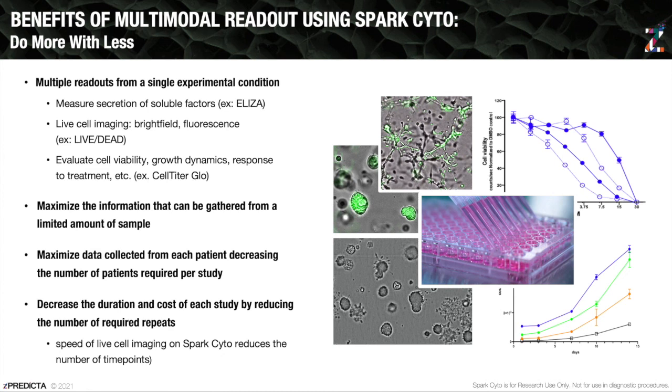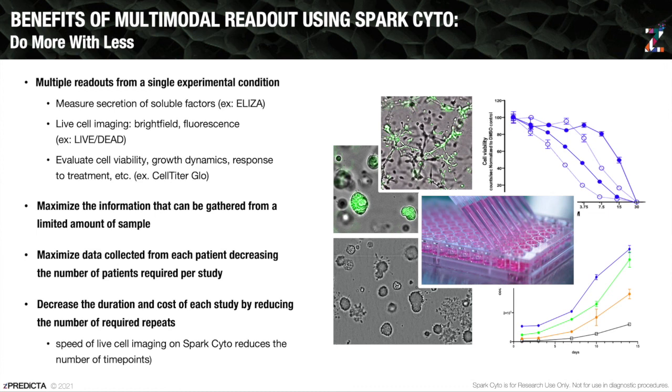And really this allows us to maximize how much information we can get from a limited amount of patient sample. We can also maximize the data collected from each patient, so we can decrease the number of patients required per study. So for example, if you need 1 patient to run live dead analysis, 1 patient to do CellTiter-Glo, you're really expanding the size of your study. You need to procure a lot more patient samples, which are really expensive and hard to get. So by doing everything at once, it works really well for maximizing the data that you can get. And you can, of course, decrease the duration and cost of study because you're reducing the number of required repeats, required samples that you have to do.